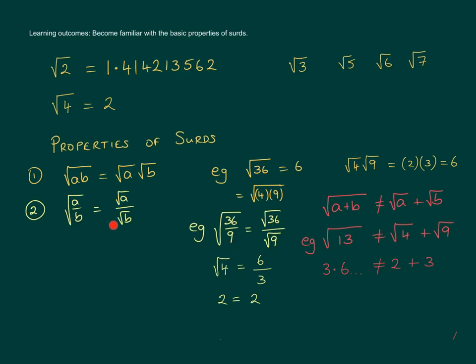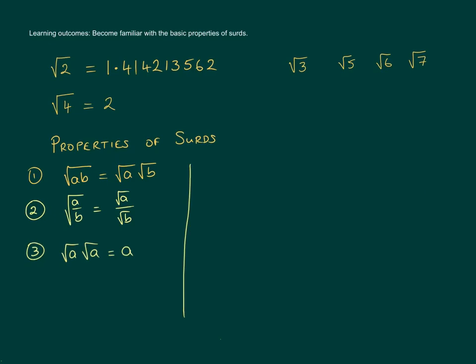As it turns out, that is the case for all numbers. The third one here may not even be worth stating as a rule, it's very obvious, but any square root multiplied by itself gives you the number without the square root. So the square root of 2 by the square root of 2 is 2, and so on.